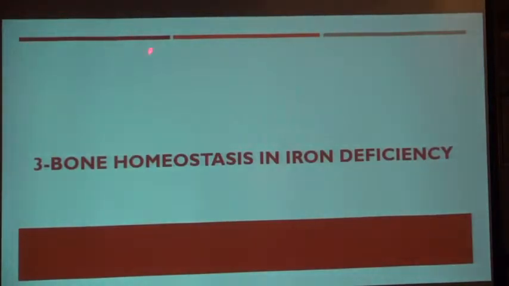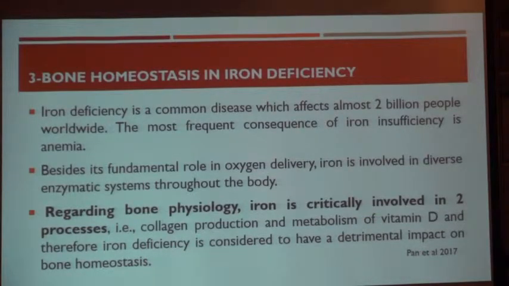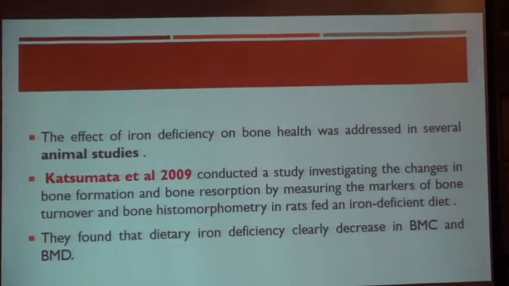What about iron homeostasis in the iron deficient state? As we know, iron deficiency is a common public health problem affecting about 2 billion worldwide. And we all know that iron deficiency anemia is not only a hematological disease, it is a systemic disease affecting many organ systems. One of these is bone physiology, through either decreased production of collagen or effects on vitamin D metabolism. The effect of iron deficiency on bone is well addressed in several animal studies.